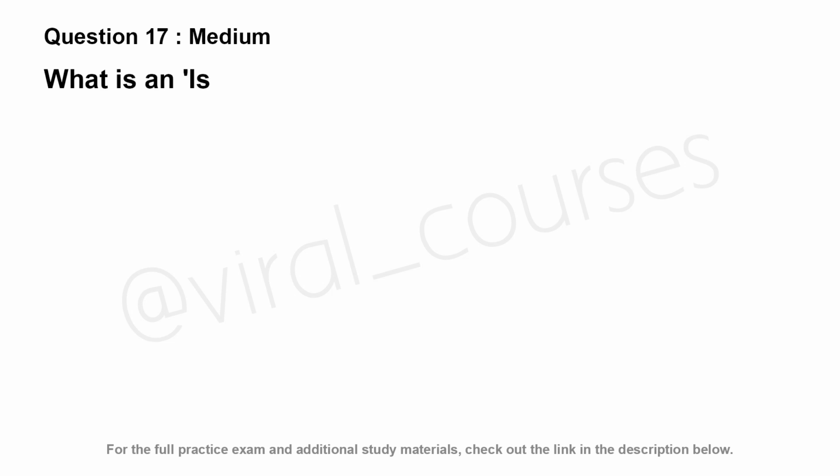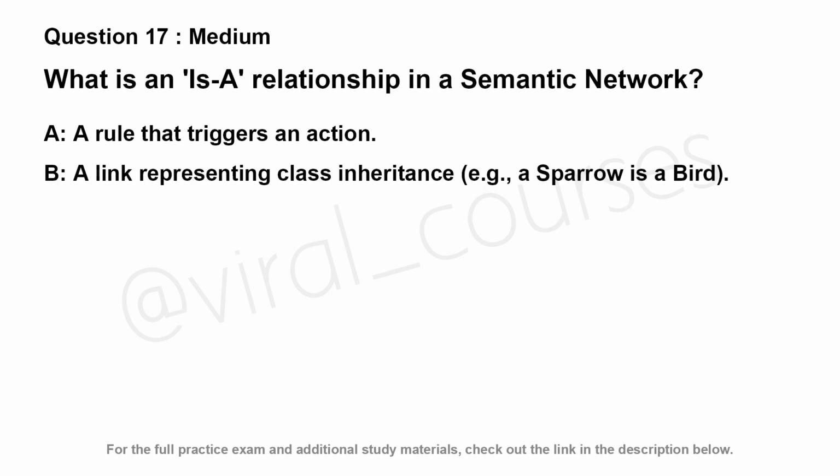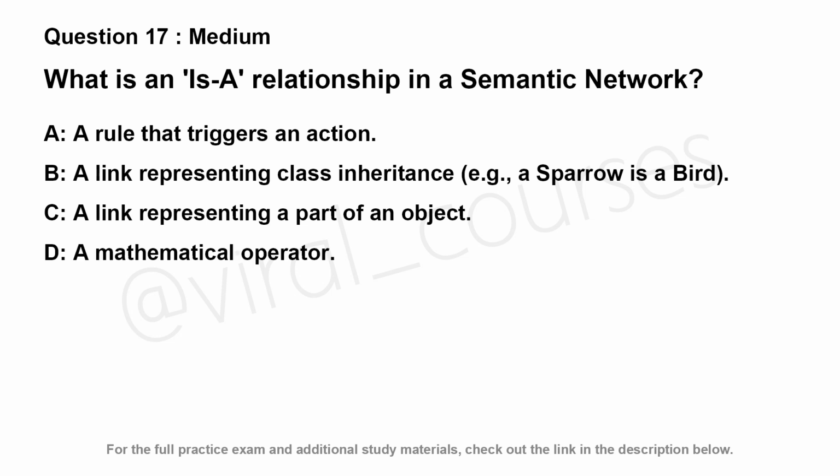What is a relationship in a semantic network? Option A, a rule that triggers an action. Option B, a link representing class inheritance, e.g., a sparrow is a bird. Option C, a link representing a part of an object. Option D, a mathematical operator.